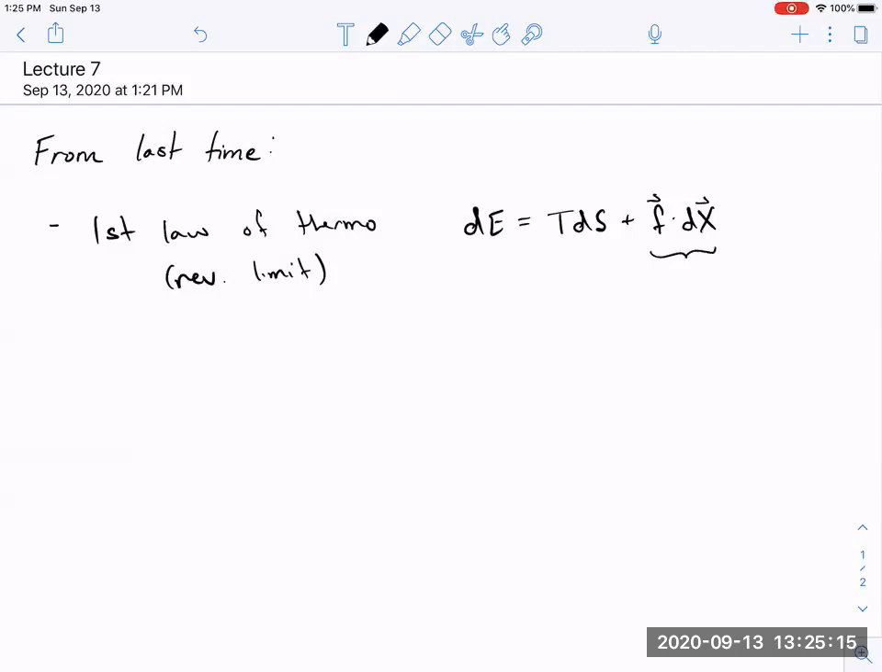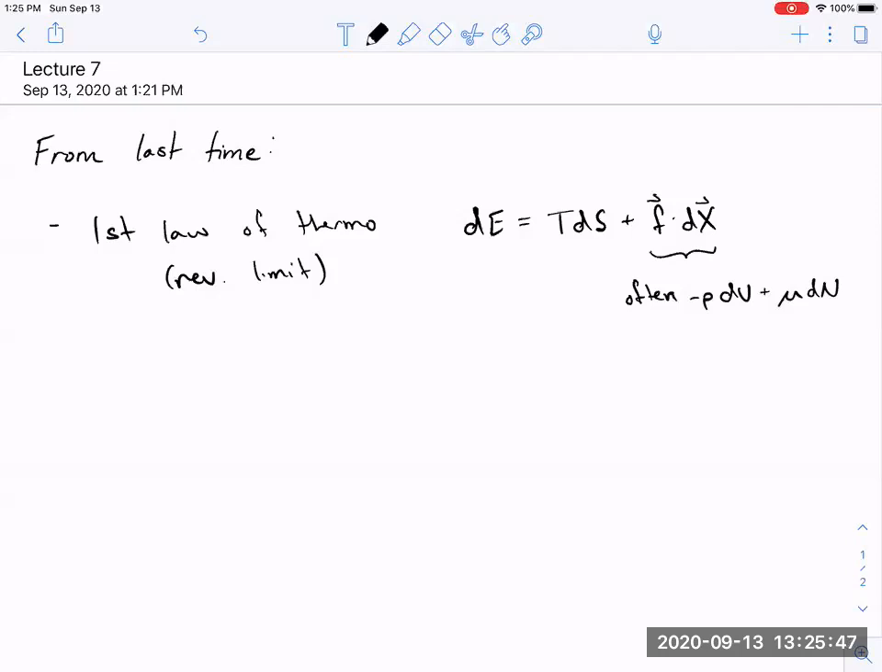Often for the sorts of chemical systems we'll be considering in this course, we'll imagine that we are manipulating things like the volume, in which case we can do PV work, or things like the particle number, in which case there is a chemical potential multiplying changes in that particle number to affect changes in so-called chemical work. So that's the first law of thermodynamics.